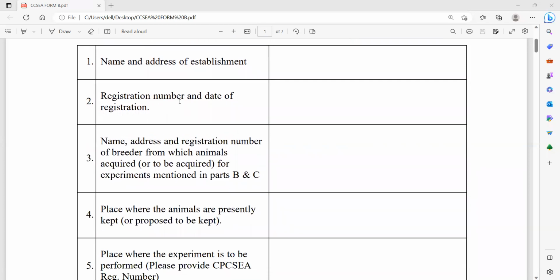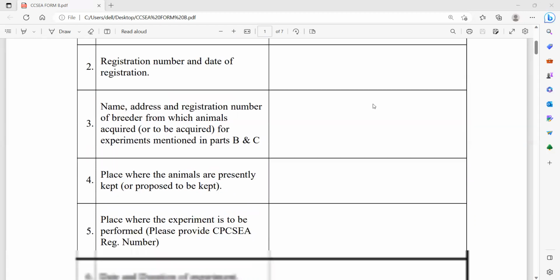Then registration number and date of registration. This registration number indicates the registration number which you are getting from the CCSEA. That registration number you have to write here along with the date of the registration.